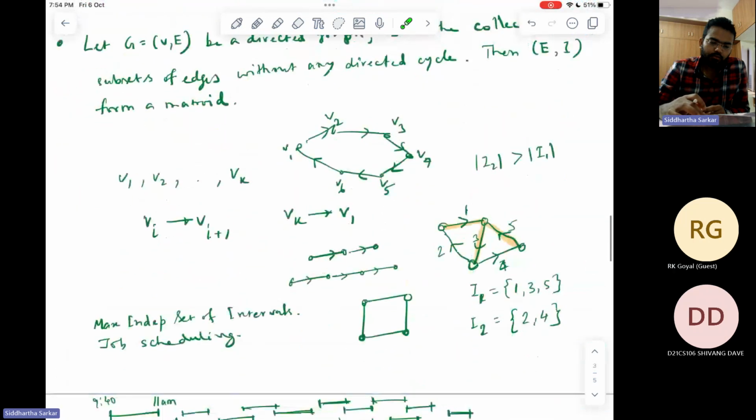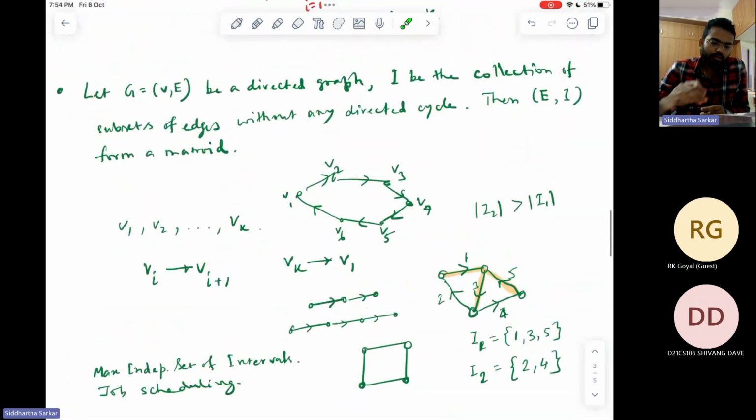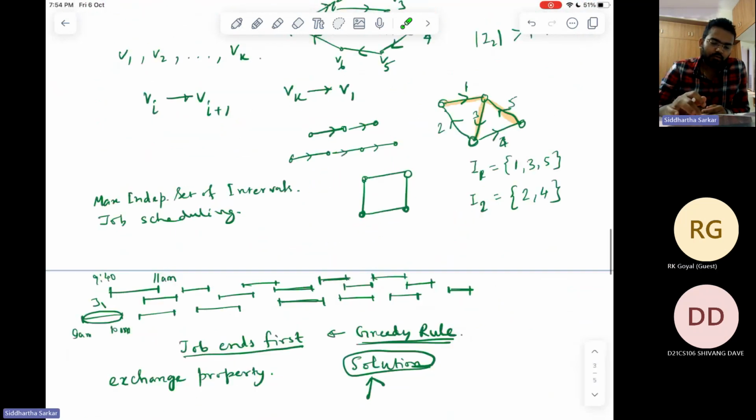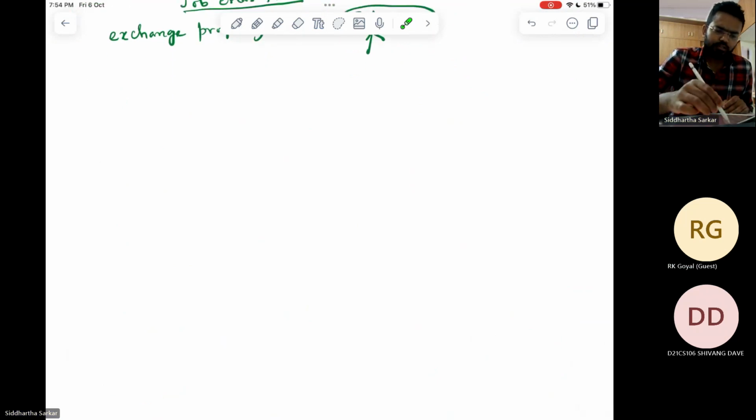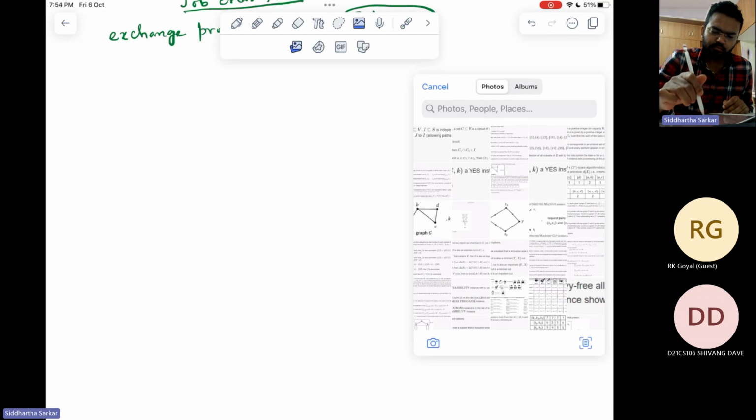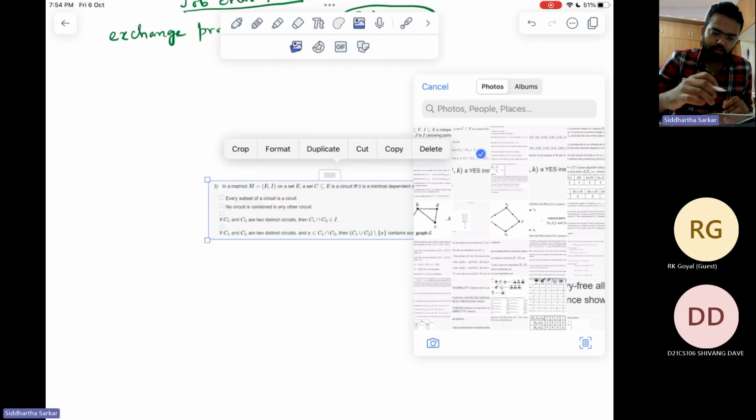I think this is not a matroid, but I'm not able to give you a counterexample immediately. Let's do one thing: we'll skip it for now. We'll go to the next question in the next 5 minutes. You can solve more questions. I will give you a counterexample soon, or maybe in the next class. So let's look at the next one.